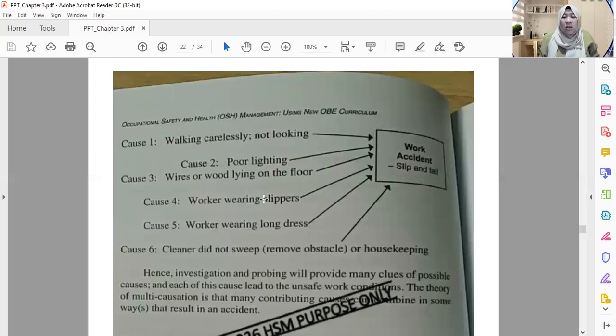So there will probably be an accident when, let's say, a big object falls down onto your knee, for example. It can become an accident of slip and fall here. And then workers wearing a long dress, especially like females, maybe you use a jubah. It's good to wear a jubah, but it's not appropriate when you are working in a workplace that has very tangled wires, and so forth.